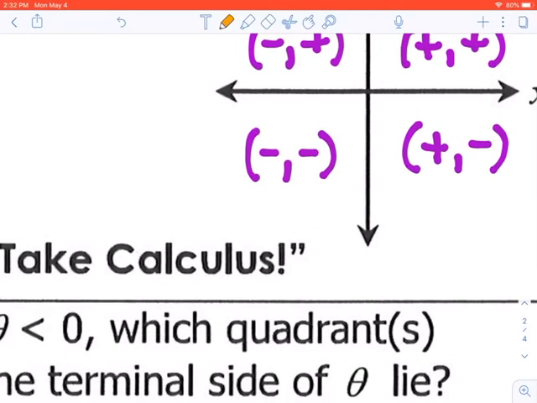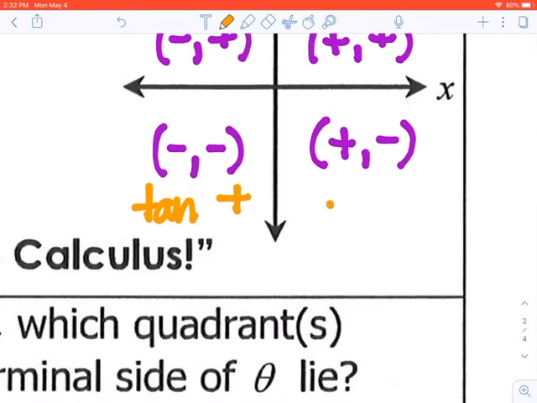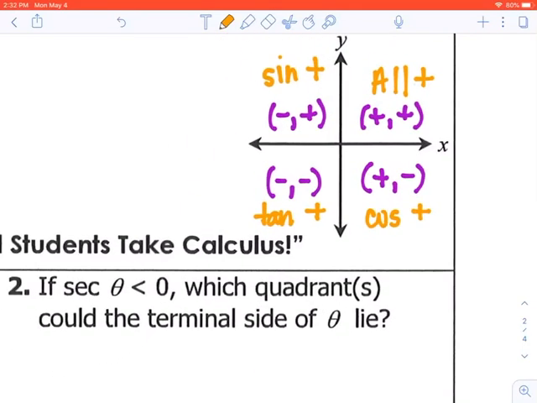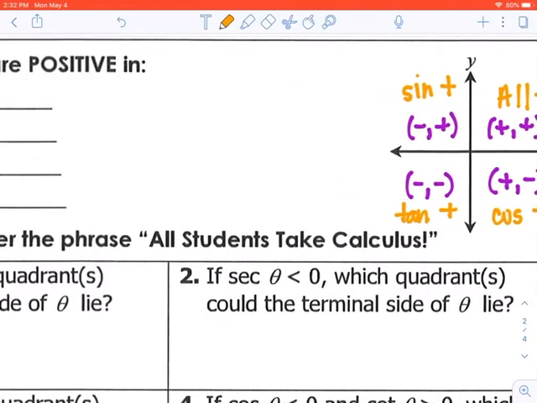In the third quadrant, because they are both negative, the only one that is going to be positive is tangent, because it's y divided by x and two negatives make a positive. So tangent values will be positive in the third quadrant. And in the fourth quadrant, cosine, because cosine is the x, is going to be positive. So if you know which ones are positive where, you can just memorize the first quadrant and then go from there, okay?